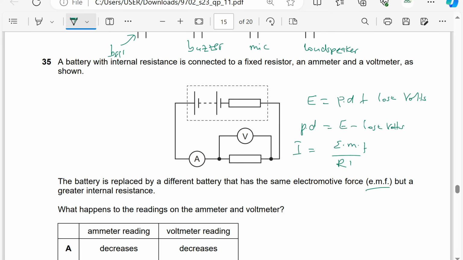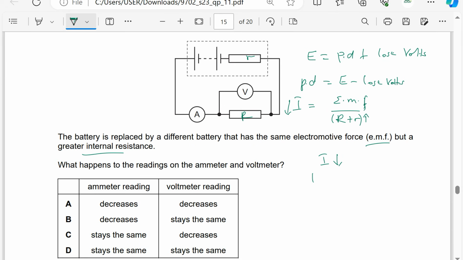over total resistance, which is R plus small r. Let this be R, this be small r. So the battery has the same EMF but greater internal resistance, so small r has been increased, which means total resistance here increases. And if the EMF is the same, it means total current decreases. So the current in the circuit decreases, but remember the lost volts.